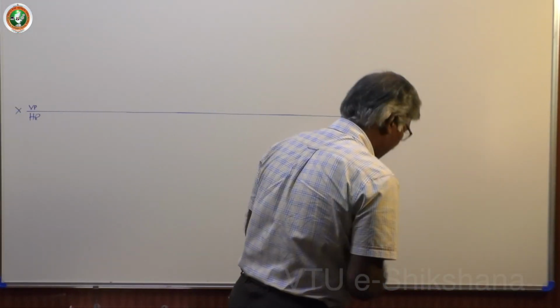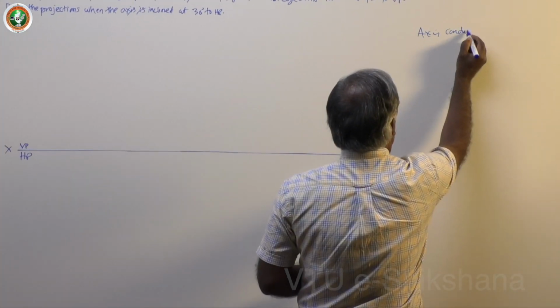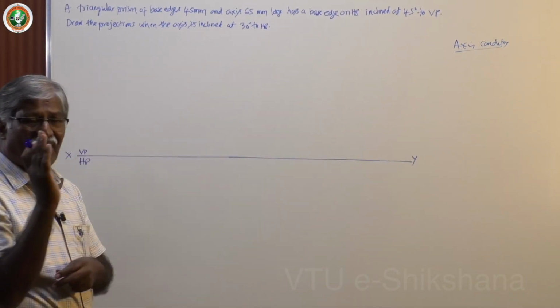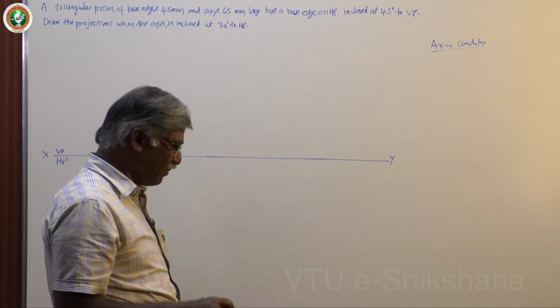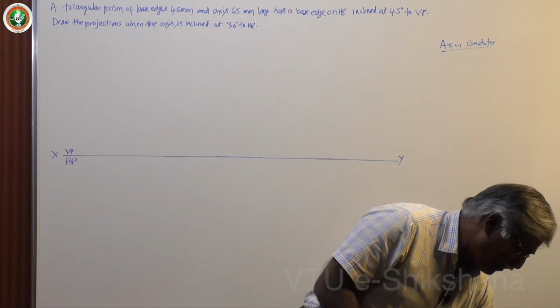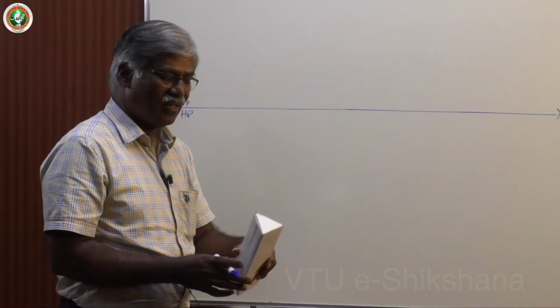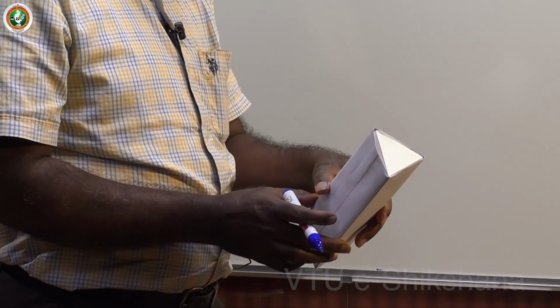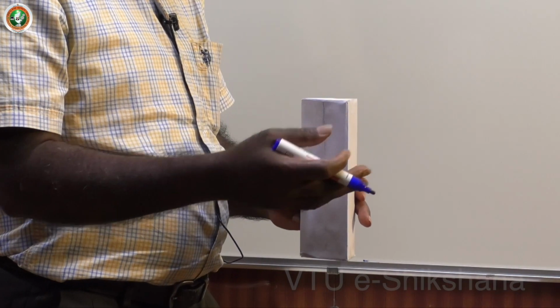Axis condition is the axis inclined to HP. So make it parallel to HP so that you get the true shape on HP. What is the true shape? The true shape is the triangle. So first position, second position, third position. In the second position you never get the true shape. In the third position also no chance. Only in the first position you get it. So change of position method. That's why they have mentioned change of position method.